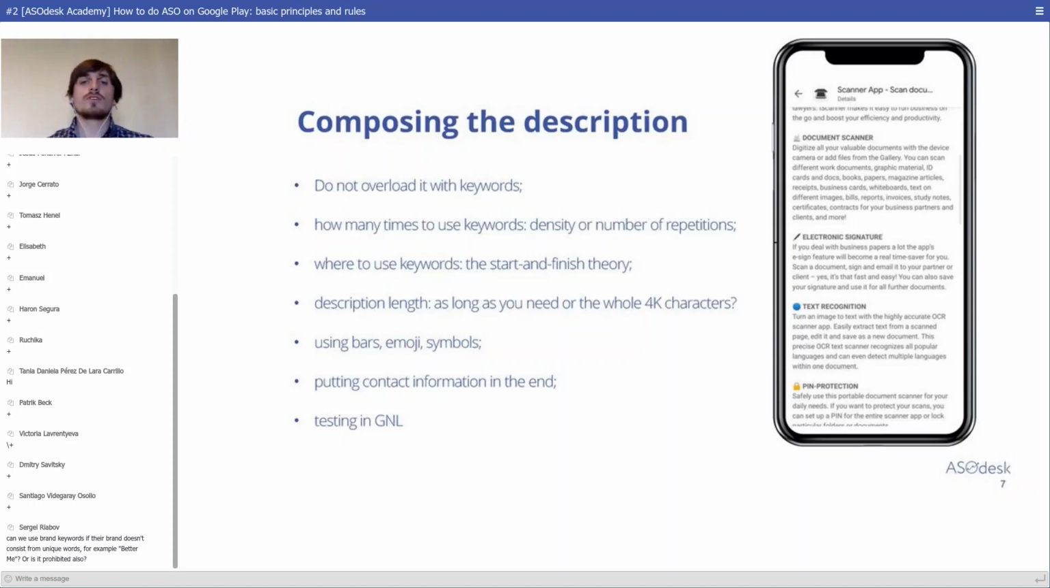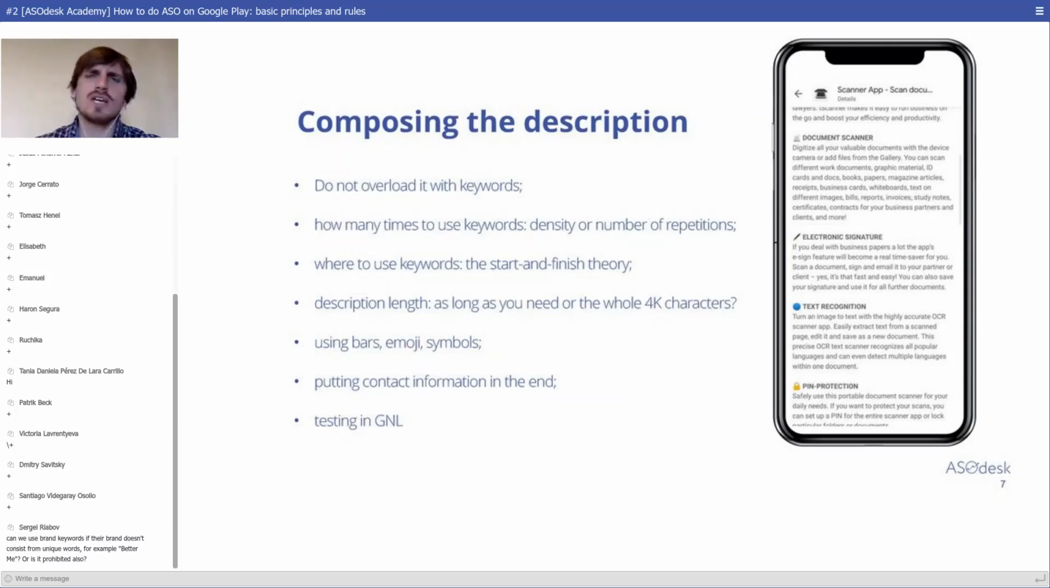Putting contact information at the end. The standards of writing full descriptions depend on the kind of app. For example, for taxi apps, it is totally common to add contact information at the end of the full description. For other apps, the standards might be different. I think when you analyze your competitors, you will find such standards.